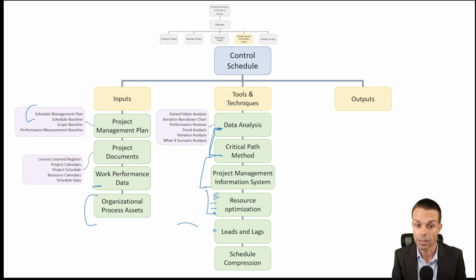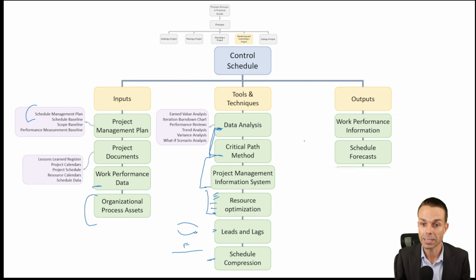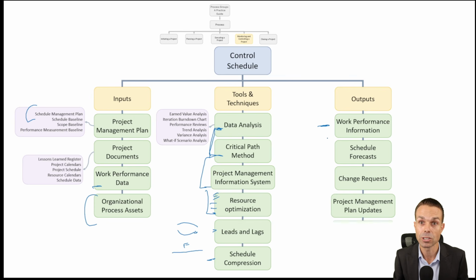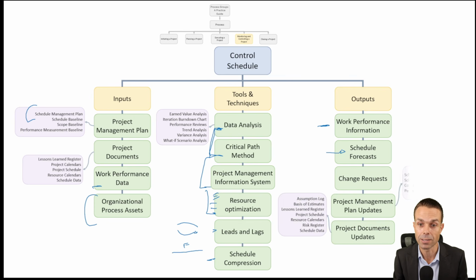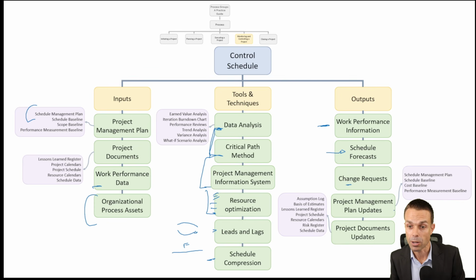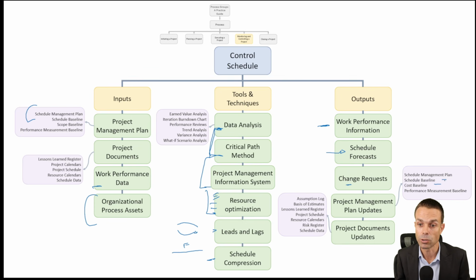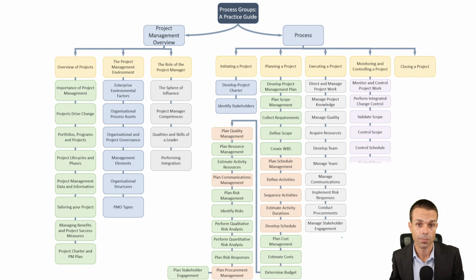Leads and lags for bringing things forward or moving them back. And schedule compression, which is fast tracking or schedule crashing, throwing resources and money at the schedule to make it go faster. Work performance information is what comes out of this. Schedule forecasts, so we'll see if things are going on track. Change requests if we need to make a change. Project management plan updates to our schedule baseline or cost baseline, and project documents updates.